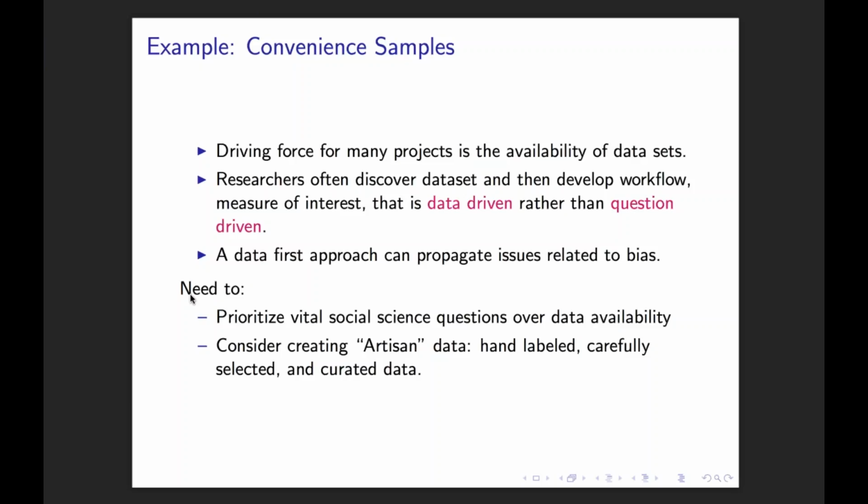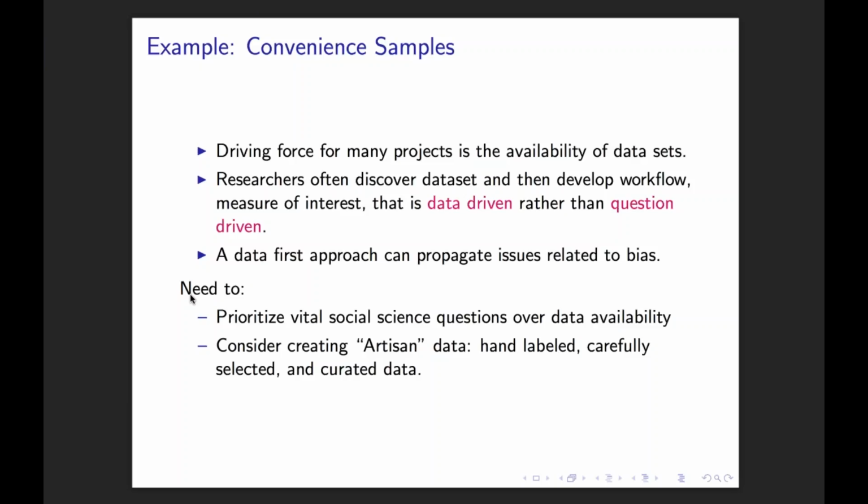So in order to protect from those types of possible pitfalls in terms of generalizable inferences that we can then make about a larger population, what we need to do, and I think where the importance in social science comes in, is to prioritize these vital social science questions over the data availability. And as a result, sometimes you might want to include something that the theory tells you is important, or you might want to actually code something, or you might want to annotate some text in a way that you think is useful.